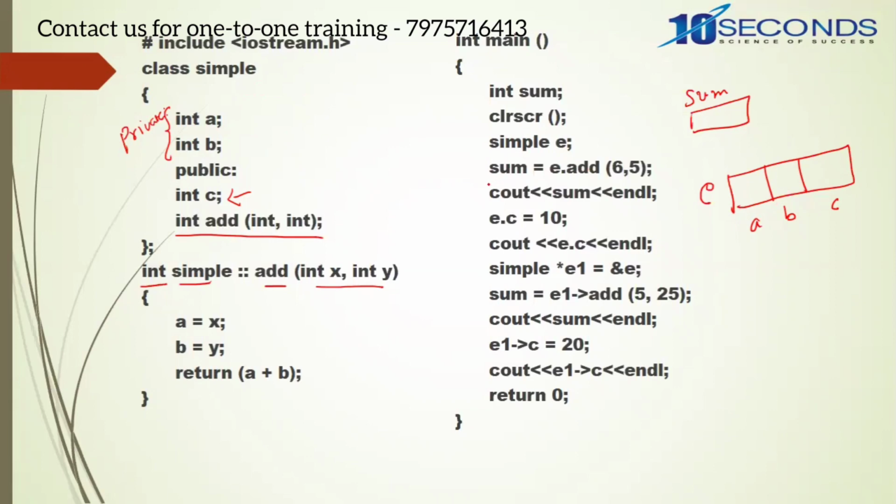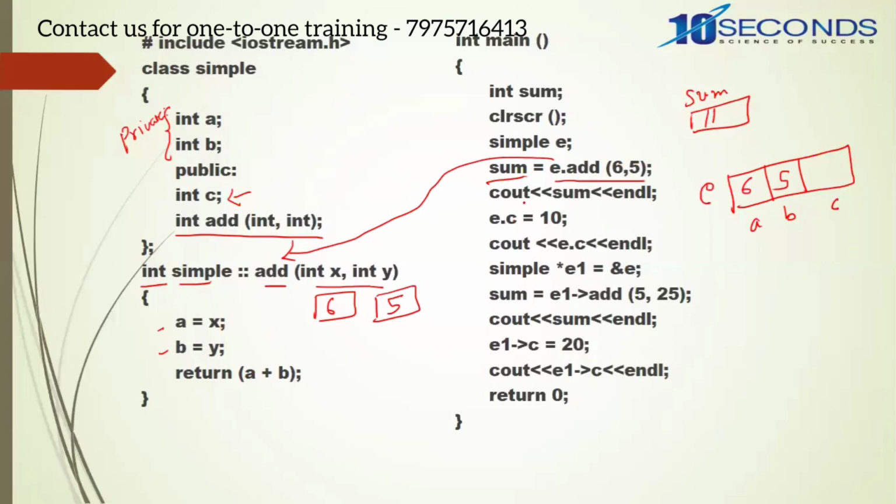Now sum equal to E dot add of 6 comma 5. Control will go in search of the function add, and while going it carries the values 6 and 5. 6 will be copied to x and 5 will be copied to y. From x and y, they will be copied to a and b of the object E. So 6 will be copied to a and 5 will be copied to b. Return a plus b, that is 6 plus 5 is 11. That 11 will come and be stored in sum.